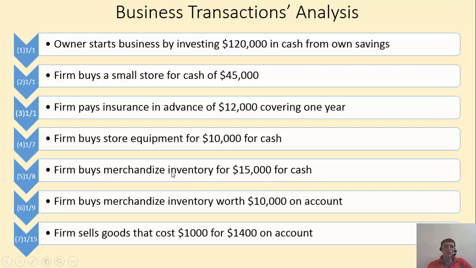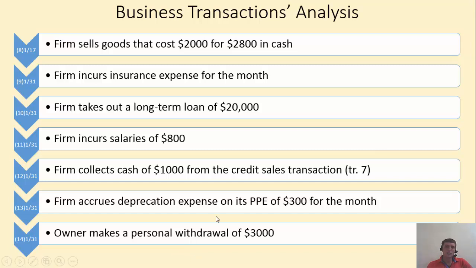So this is inventory that the business plans to resell. And the cost for the business is $15,000 and it's paid in cash. Then it buys more merchandise inventory, this time worth $10,000, but it doesn't pay. It buys it on account. Then firm sells goods that cost $1,000 for $1,400. So that gives it a profit on this transaction of $400. We will see how this is accounted for, both the costs and the revenue.